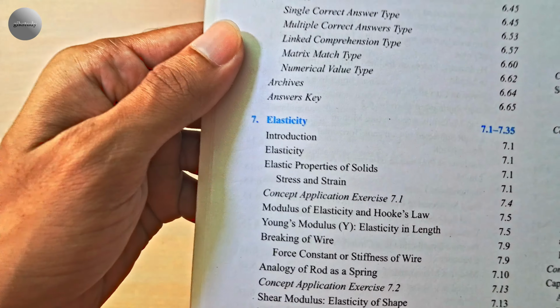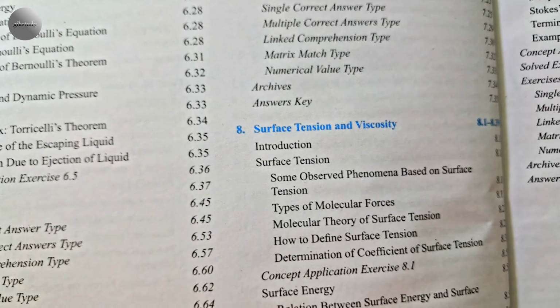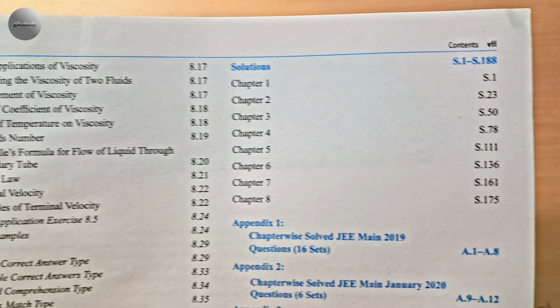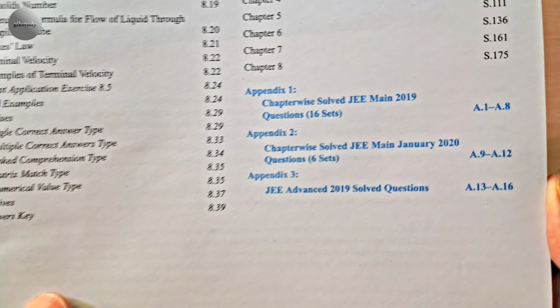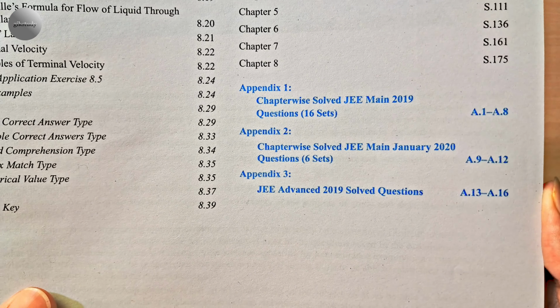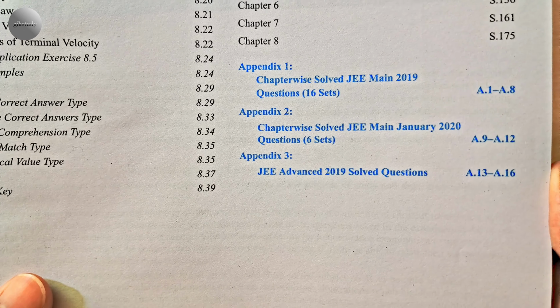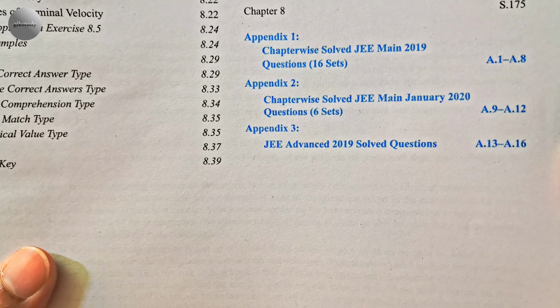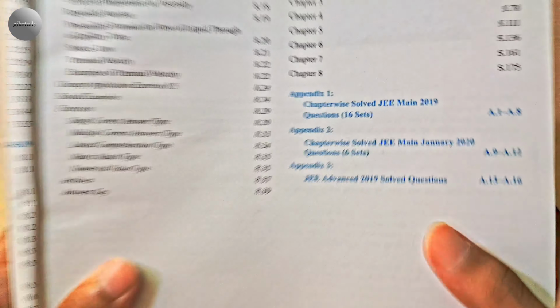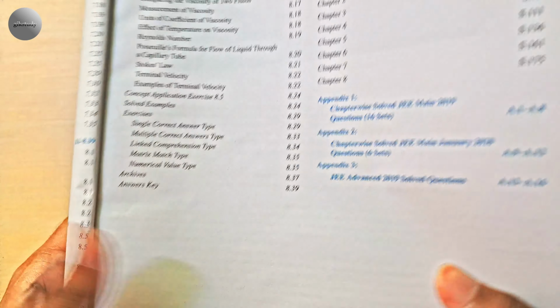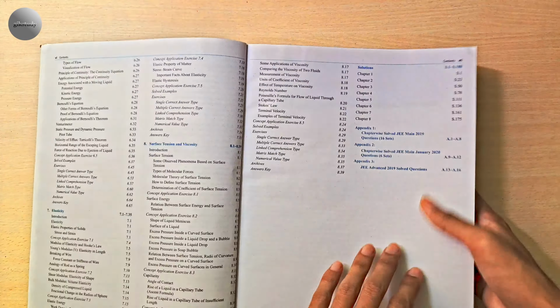Then chapter 7 is Elasticity. Then chapter 8 is Surface Tension and Viscosity. And then we get the solutions of all these chapters, chapter 1, 2, 3, 4, 5, 6, 7, 8. And here you can see the Appendix 1, chapter wise JEE Main 2019 question 16 sets. Then Appendix 2, chapter wise JEE Main January 2020 question 6 sets. Then Appendix 3, JEE Advanced 2019 solved questions. Well, this book is a bit old. If you get the latest one, you get the latest PYQs.